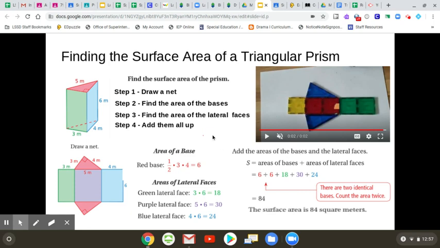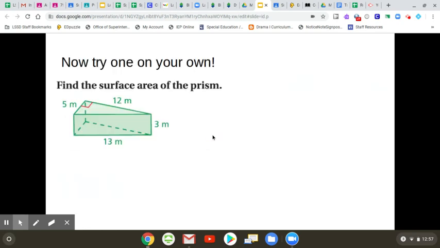Let's go ahead and move to the next one. This time you're going to get to try it on your own. I want you to find the surface area of this triangular prism. Go ahead, try out your work, answer it, and then we'll check.